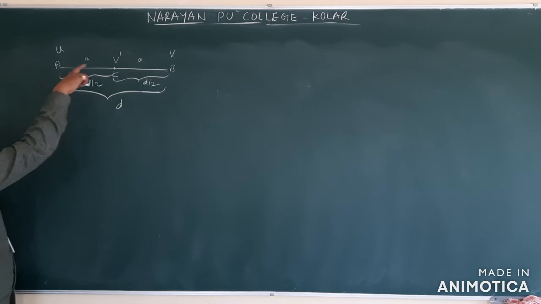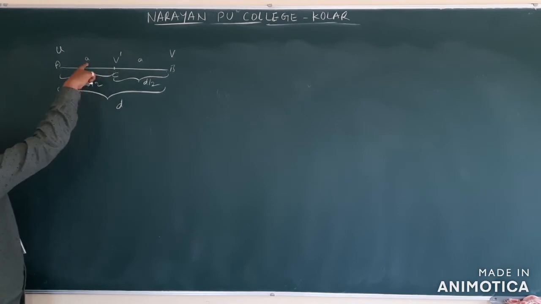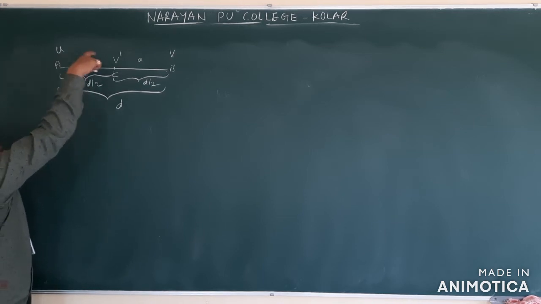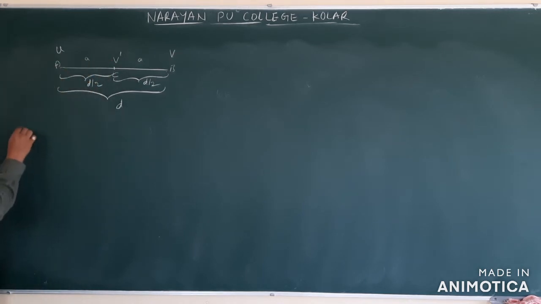Here the initial velocity is u, final velocity is v dash, acceleration is a, and the displacement is d by 2. We have u, v, s, a. What is the relation we know?